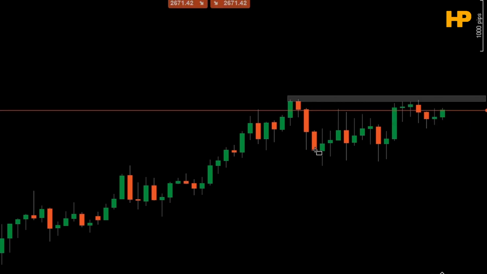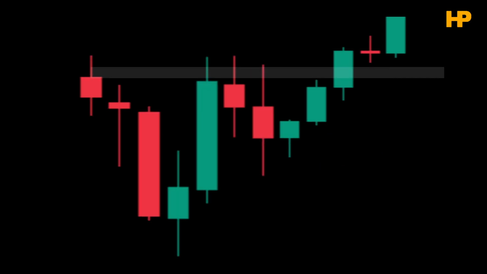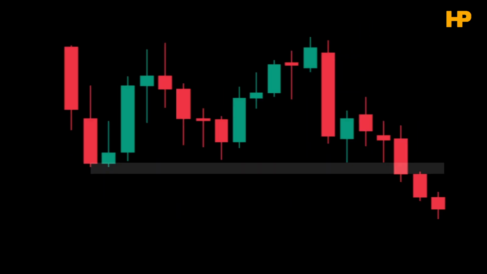Let's explore the main types of supply and demand patterns to supercharge your trading. These fall into three categories: reversal, continuation, and flip patterns. Reversal patterns. Drop base rally: the price drops, consolidates in a base, then surges upward, signaling a shift from bearish to bullish. Enter long when the price revisits the demand zone. Rally base drop: the price rallies, forms a base, then crashes downward, indicating a bullish to bearish shift. Short the supply zone on the retracement.